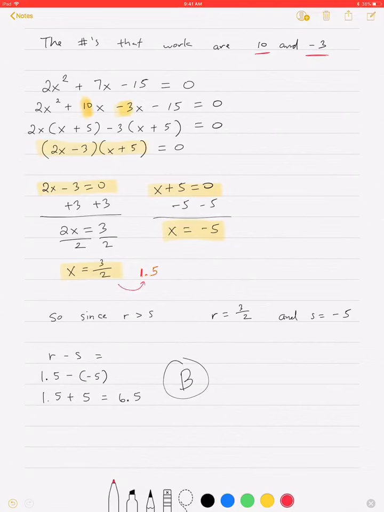In the problem it says, since r is greater than s, r in this case has to be the 1.5, and s has to be the negative 5. So you substitute it into the equation, r minus s, that's what they want you to solve for. 1.5 minus a negative 5. Remember, these two make adding, so you get the answer 6.5, which is 13 over 2. That makes 6.5. So the answer is B.